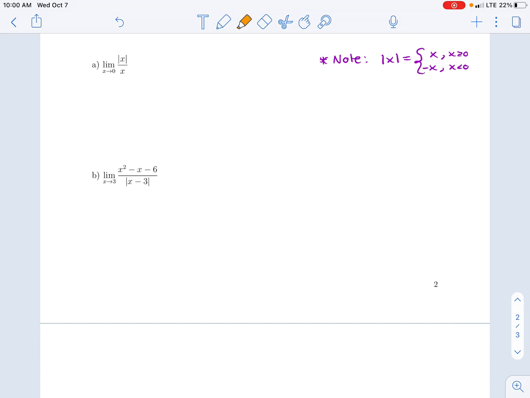Okay, so here, looking at this one, I see that I have the limit as x approaches 0 of absolute value of x over x. And so we notice that when I plug in 0 into this, I get the absolute value of 0, which is 0, and then over 0. So I get that indeterminate form, 0 over 0. So now, what I want to do is I want to consider the limit from the left of my function and the limit from the right of my function.